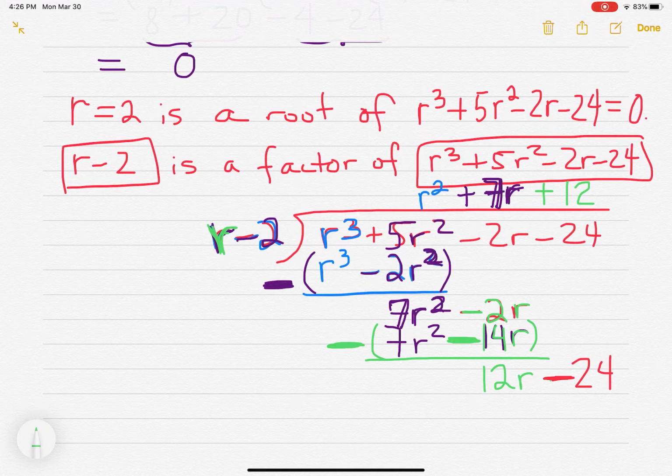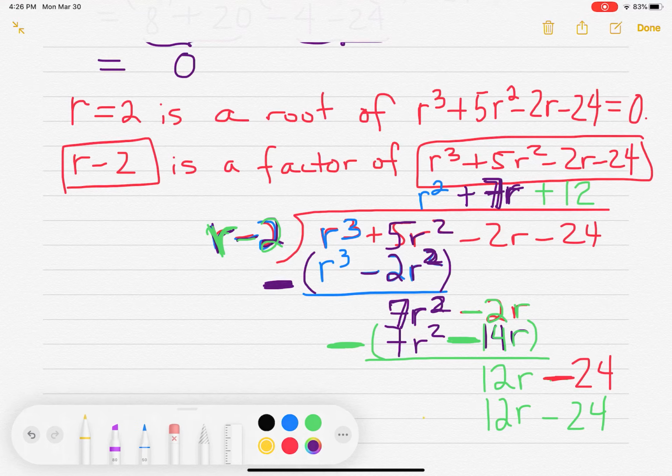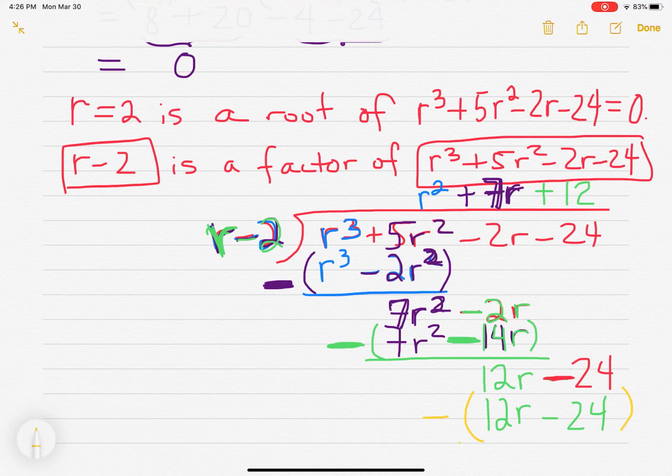So what's plus 12 times r out front? Well, 12 times r is 12r, so I'm going to write a 12r down below. I'm going to take that positive 12, and I'm going to multiply it by the -2 now out in front there. 12 times -2 is going to be -24. And now we're going to subtract these doodads. Subtract and put a little parentheses there. Those just cancel, so you get a remainder of 0.